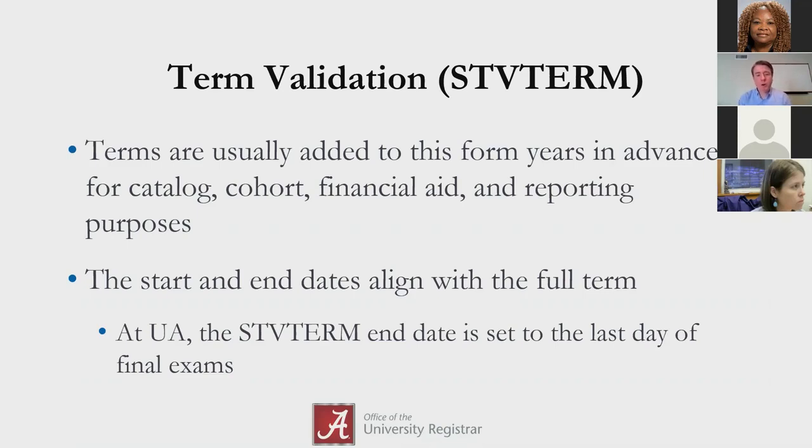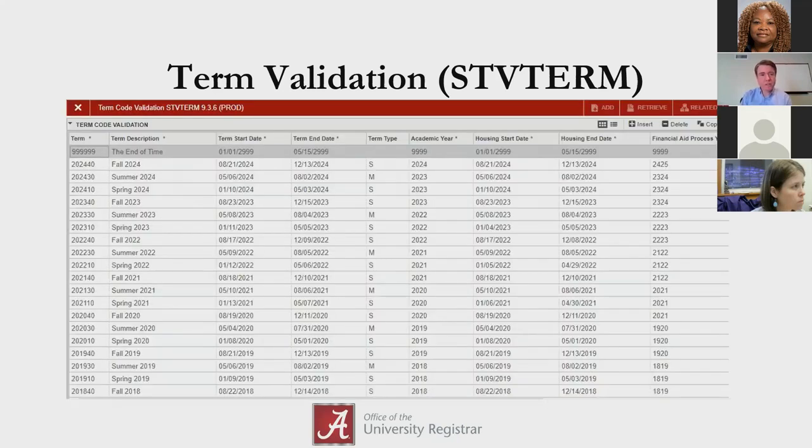Now on STVTERM, our end date is usually the last day of final exams. And I say that because at some institutions, that's the end date that you use for classes in a term. But we certainly use the last day of exams when we're populating STVTERM. And here's a screenshot of that form at UA. This is built out 4 or 5 years in advance. Those of you that are Banner users are, I'm sure, familiar with this form. But this is where you have to start.